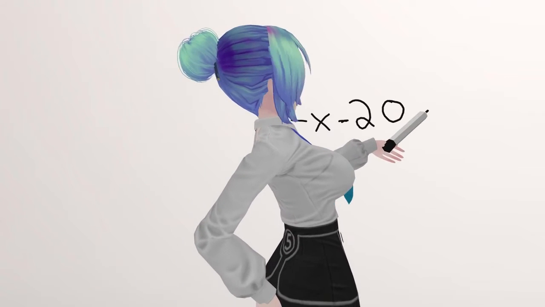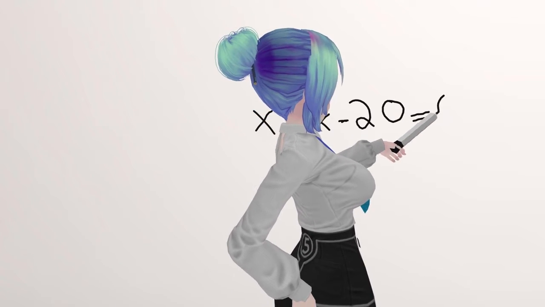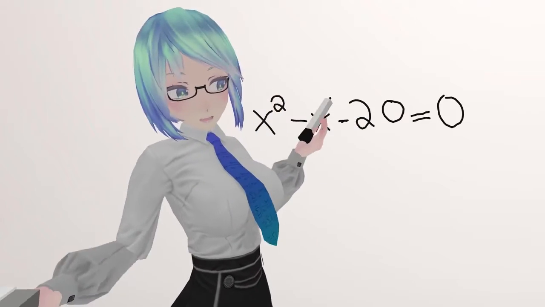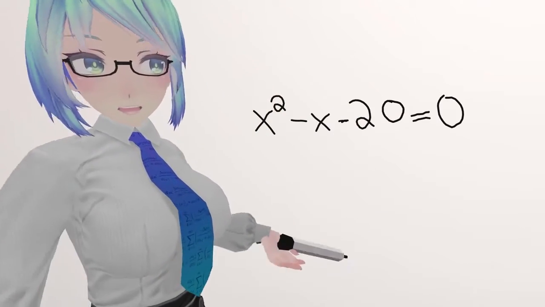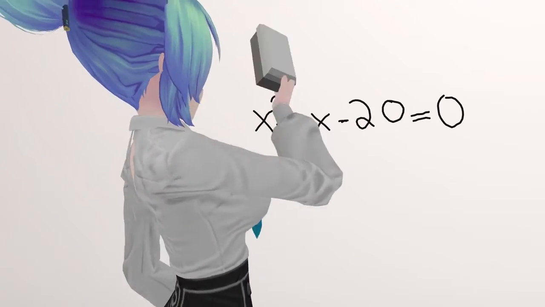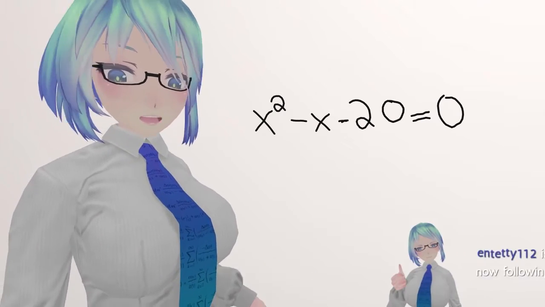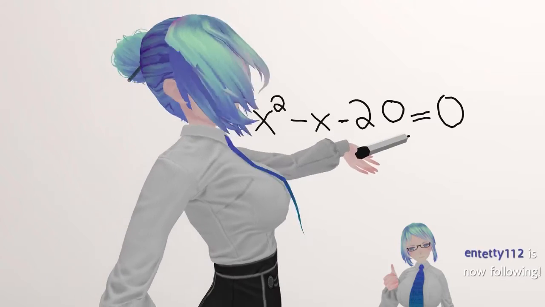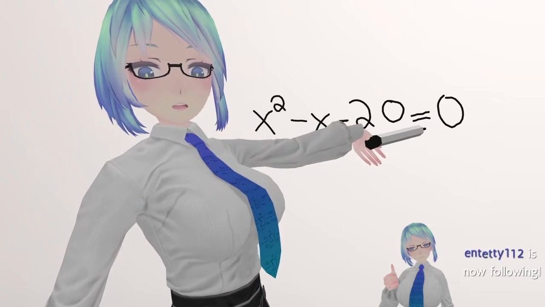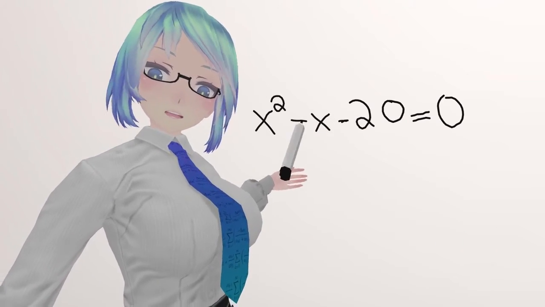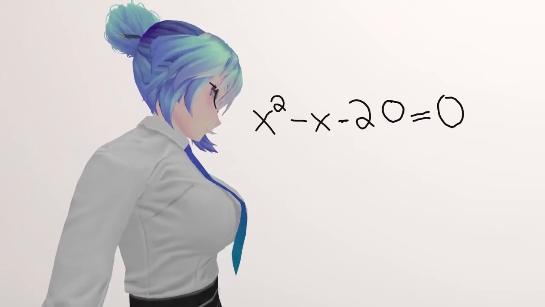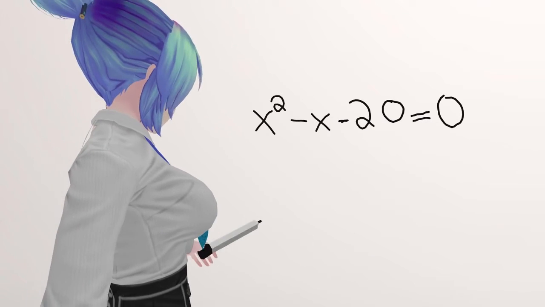This is equal to 0. It's got to be equal to 0 to use the quadratic formula. If it's not equal to anything, you're not solving anything. You're just saying, yeah, x squared minus x minus 20. It's like, okay, what about it? This way, there's a statement. You're saying, whatever this is equal to 0. So you got to find out what the x's are to make this equal 0. So let's use quadratic formula.